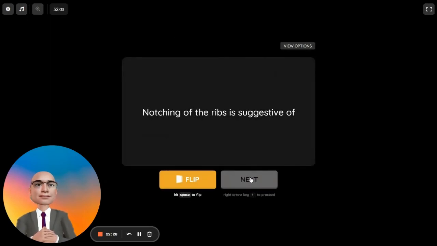Notching of the rib is suggestive of what? Notching of the rib is seen in coarctation of aorta, where there is a decrease in the blood flow from the aorta, and to compensate for this, the posterior intercostal arteries become enlarged and produce characteristic notching of the rib.